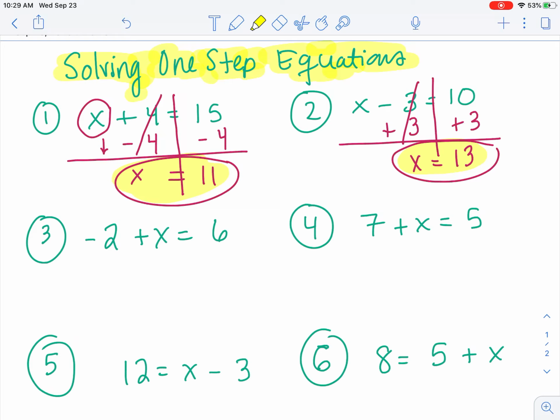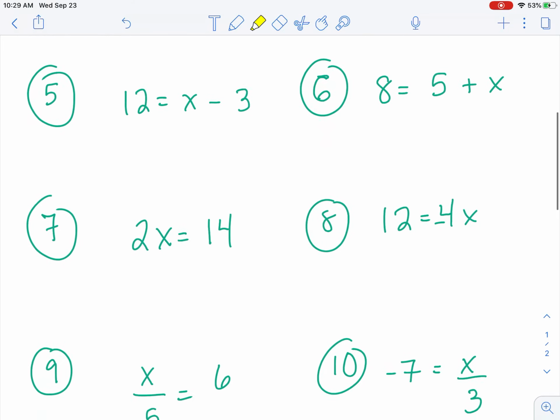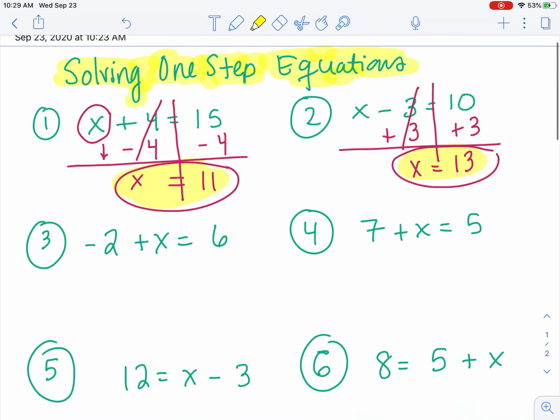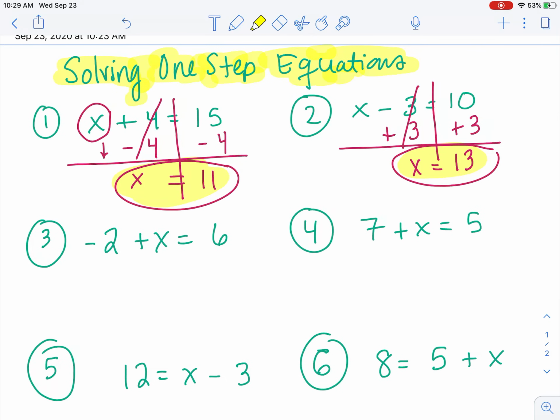Okay, so these one-step equations today are going to be pretty quick for most of you. You'll remember them. You should remember how to do these pretty easily. I'm just going to go through these 10 examples, and then the sub is going to tell you 2 other things that you're going to be working on after this, okay?